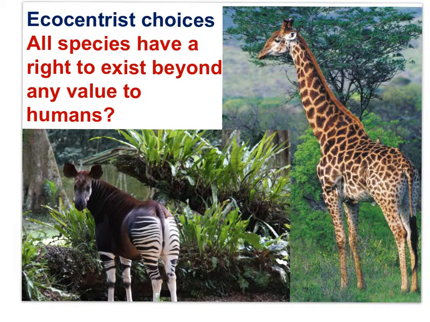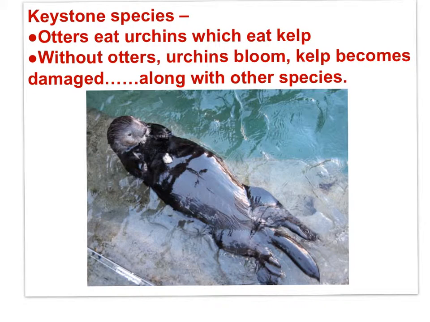A species-based approach for ecocentrists would include the idea that all species have a right to exist beyond any value to humans. A species-based approach might include keystone species, but there are no rules about what constitutes a keystone species. In this example, otters are keystone species because they eat urchins, and the urchins eat the kelp. Without the otters, urchins bloom, kelp becomes damaged, and diversity declines.